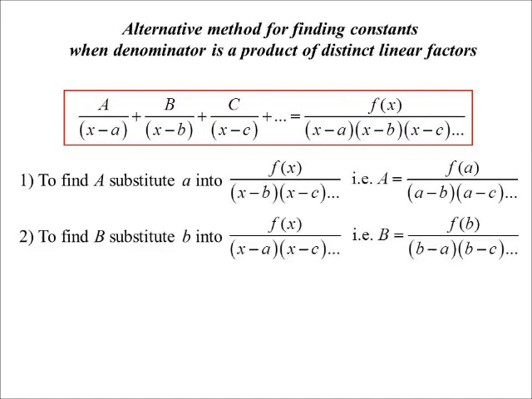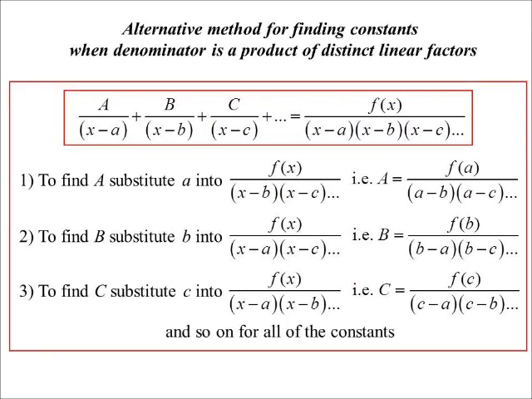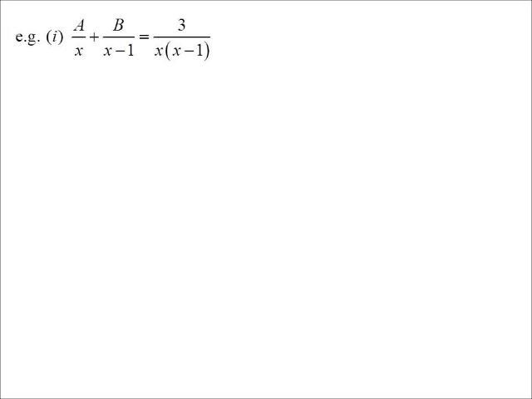So then to find b, I'll cover up x minus b and substitute b into it. To find c, I'll cover up x minus c and substitute c into it. And so on for all the constants I want to find. So back to our first example there. To find a, I could have covered up the x and substituted 0 in. I get negative 3. So a is negative 3.